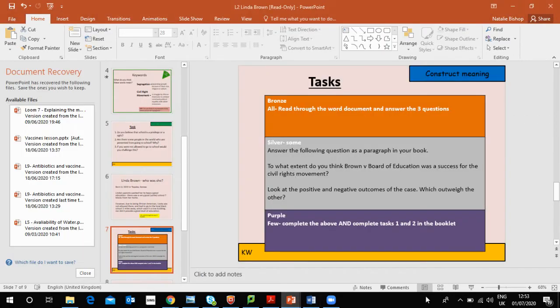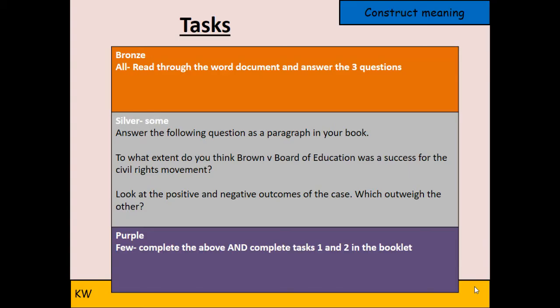That is your bronze task. So that's all of you are going to do that. And if you want to push yourself a little bit more, you can do silver. So this is an extension. So still using that sheet. Answer this. To what extent, so how far do you think that Brown versus the Board of Education was a success for the civil rights movement?